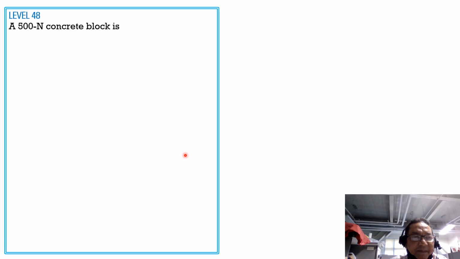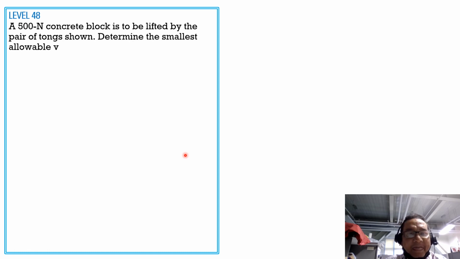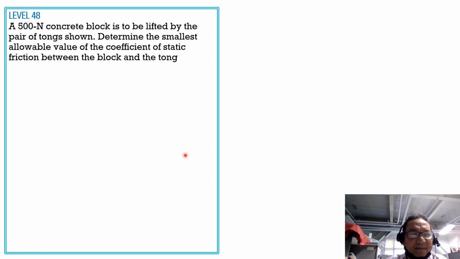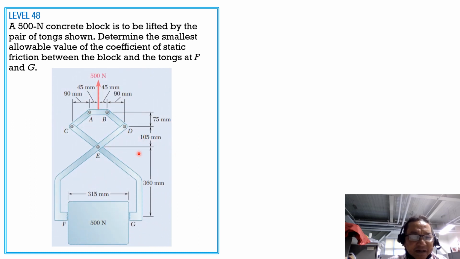Problem 48: a 500 Newton concrete block is to be lifted by the pair of tongs shown. Determine the smallest allowable value of the coefficient of static friction between the block and the tongs at F and G. So here is the given figure, and here is the concrete block which weighs 500 newtons. So by symmetry, the frictional resistance should be equal to half of 500, and that is 250 newtons.